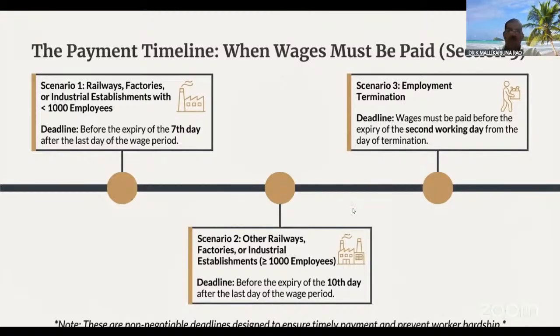Now, as you can see, other than railway or factory establishments, if the establishment has 1,000 employees or fewer, the deadline is before the 10th of the next month. So the January month salary will be paid in February on or before the 10th, after the last date of the wage period. For example, if I worked here from 1st to 31st January, then I am eligible to get a salary in the next month, before the 10th.